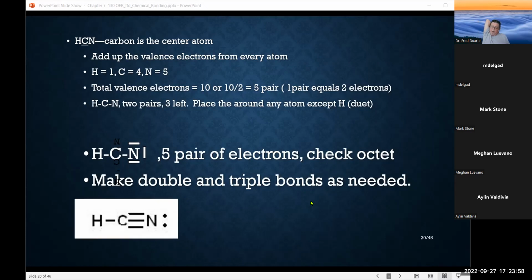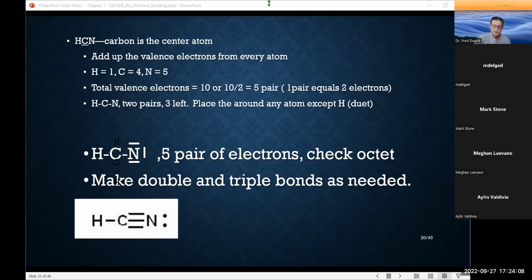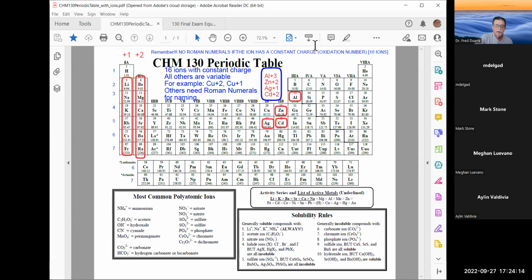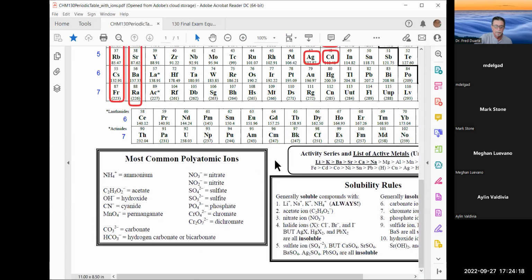Okay, I think I'm going to stop it here because the next step is to make Lewis dot structures of the polyatomic ions. And you might say, what are polyatomic ions? Well, I direct you in preparation to the periodic table on the left side where you see most common polyatomic ions. You may want to be familiar with those. We're using those quite a bit.